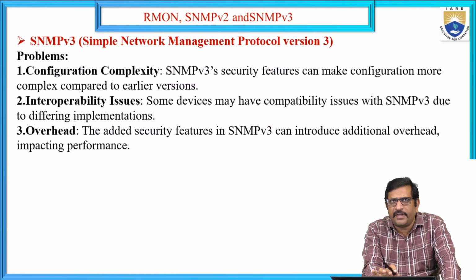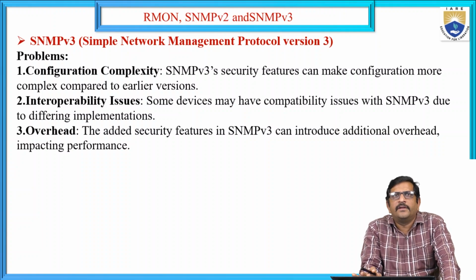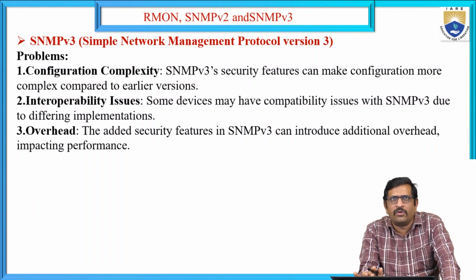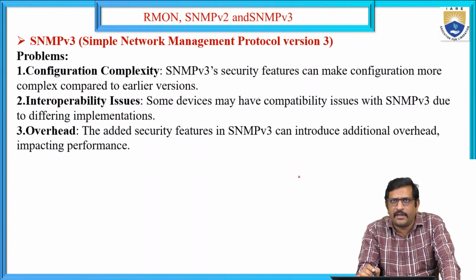SNMPv3 is the Simple Network Management Protocol version 3. Generally, in SNMPv3, the problems are configuration and complexity. The main complexity is that SNMPv3 is an advanced, enhanced version of SNMPv2, so the configuration complexity is very difficult. The configuration hierarchy is generally the difficulty.